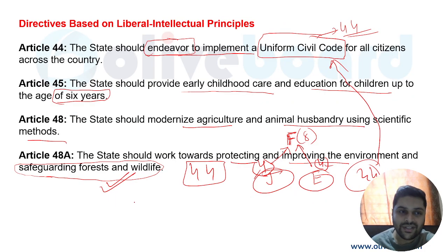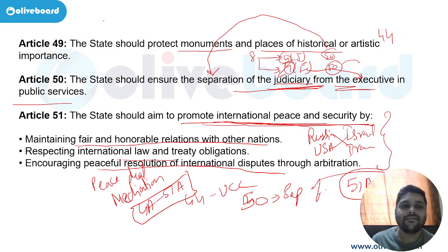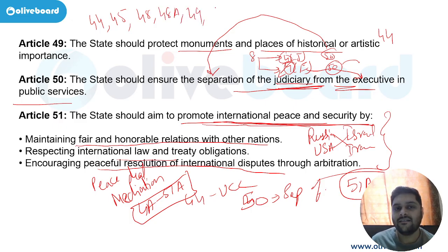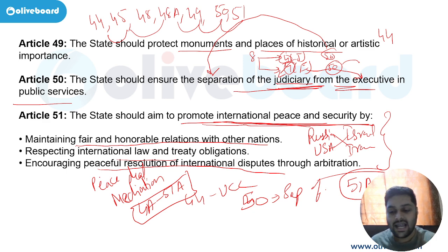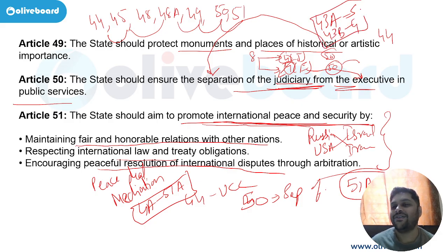Now, what are the liberal intellectual principles? 44, 45, 48, 48A, 49, 50, 51. Plus 1, plus 3, plus 1, plus 1, plus 1. Okay. Please remember 48A is a liberal intellectual principle. Please remember 43A was a socialist principle. 43B was a Gandhian principle. Okay.